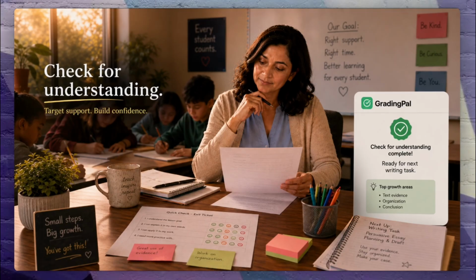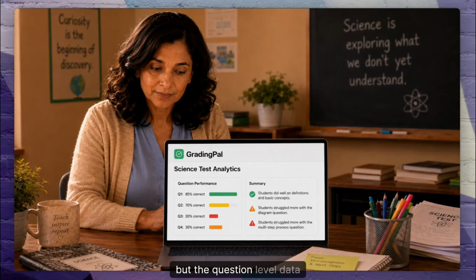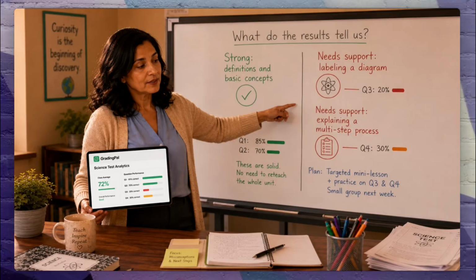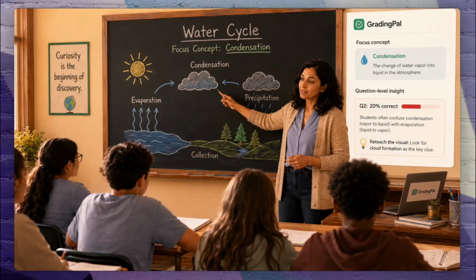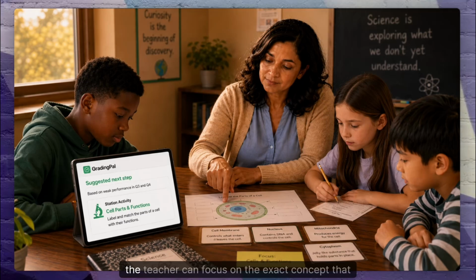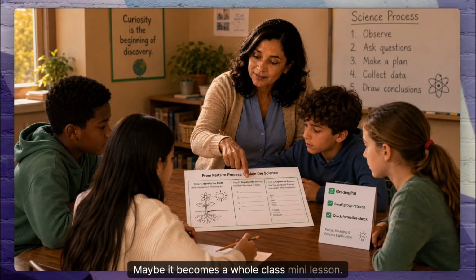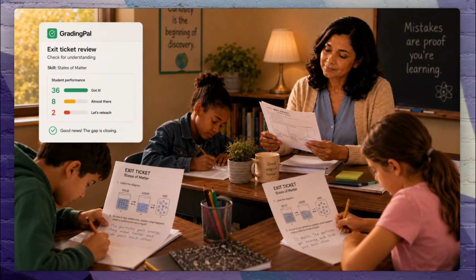Now imagine a science test. The total score is useful, but the question level data tells a better story. Maybe students did well on definitions, but struggled with labeling a diagram or explaining a multi-step process. That tells the teacher what to do next. Instead of reteaching the entire unit, the teacher can focus on the exact concept that broke down. Maybe it becomes a whole class mini lesson. Maybe it becomes a short station activity. Maybe it becomes a small group reteach with a quick formative check. The data helps make that decision clearer.